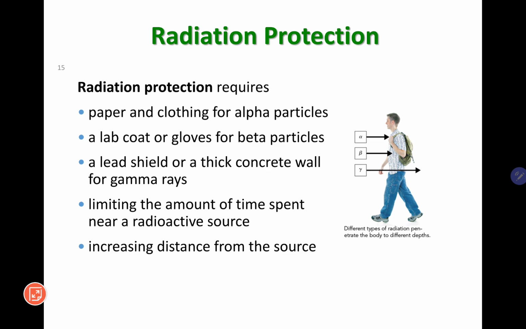Most of the nuclear plants that use gamma radiations exist underground. Why? Because if something happens to a gamma radiation plant on the ground, it could be lethal for a huge population. So most of these gamma radiation plants tend to be underground, at least the gamma radiation source, so that if there's a leak, there will be a thick concrete wall or a lead wall to shield us from those gamma radiations.